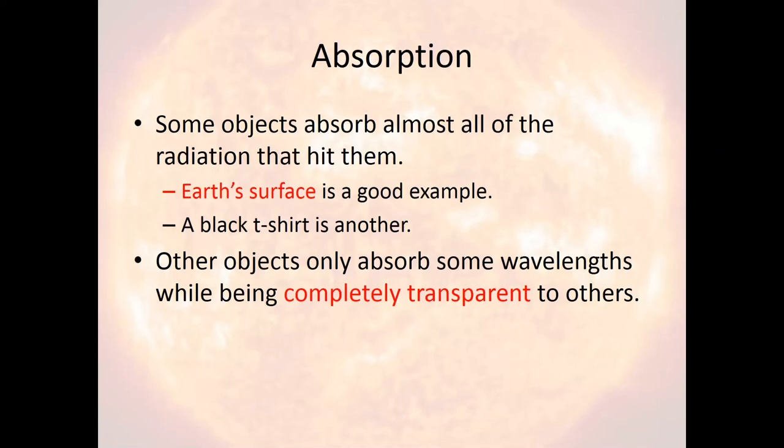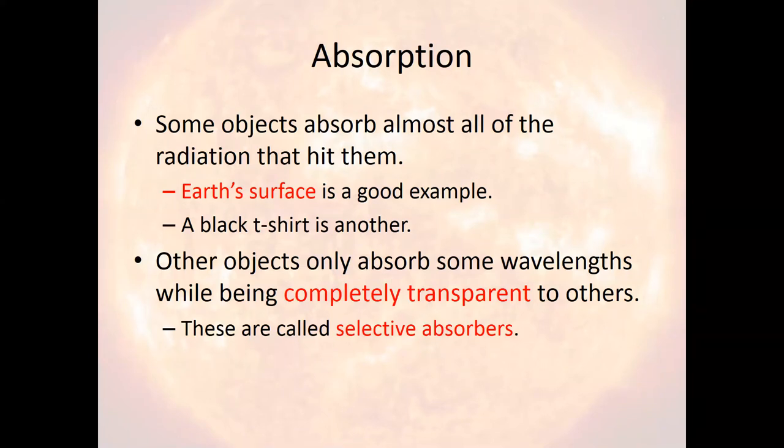On the other hand, those same windows do a really good job of absorbing and trapping in long wave radiation, which is one of the reasons why your car gets so hot in the middle of the day. Because shortwave radiation from the sun comes in, it's absorbed by the interior of your car, that heats your car up, your car gives off more long wave radiation, and those same windows absorb it, heating your car up. We call things like this selective absorbers.